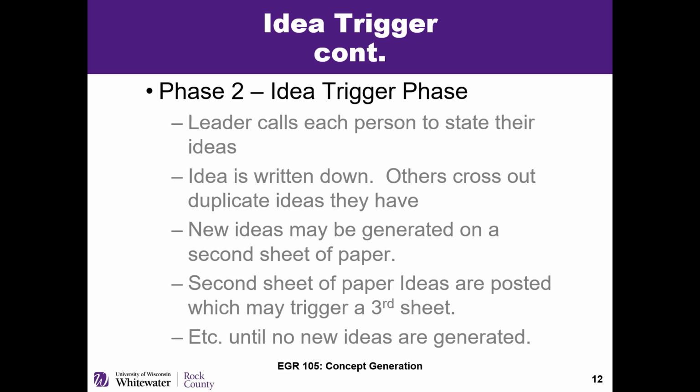As that's happening, everyone that's listening in can cross off ideas that they have that are duplicates. And then you may think, oh, well, that's another idea. So you would pick out another sheet of paper and start writing down another set of ideas and generate more. The leader will go around to each person and create this list. Then they will go to the next list, going around a second time to see what people have on their second sheet or third sheet, and as many triggers as possible until no new ideas are actually generated.